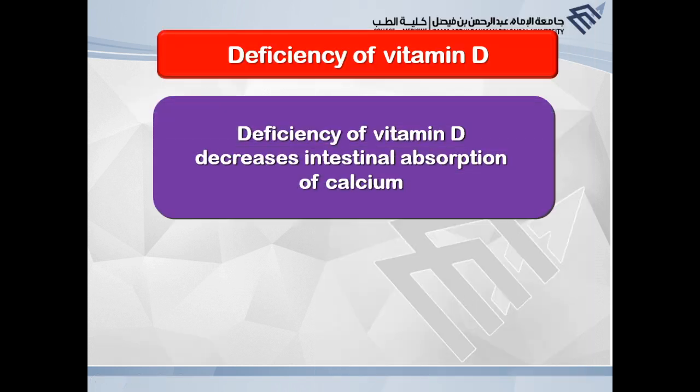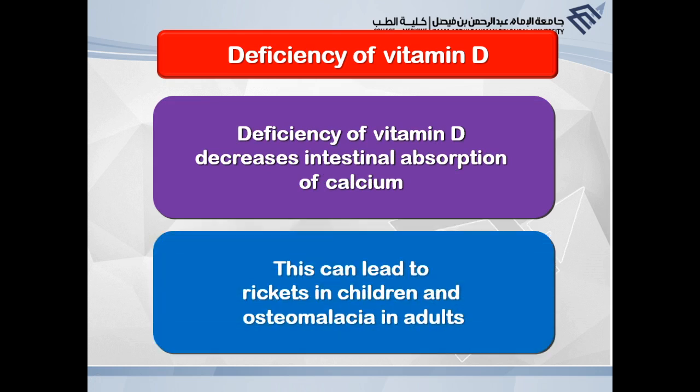So deficiency of vitamin D will decrease the absorption of calcium from the diet. So this will lead to a disease which in children is known as rickets, and in adults is known as osteomalacia.